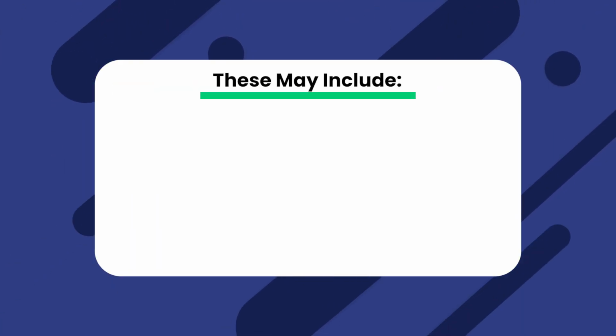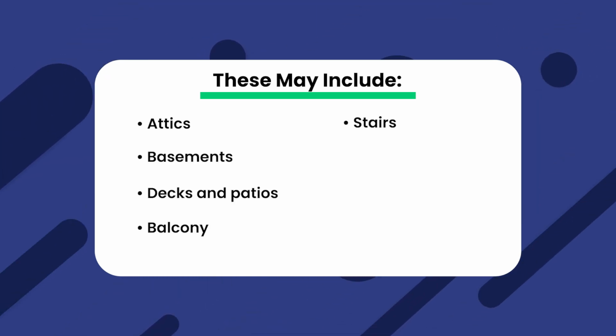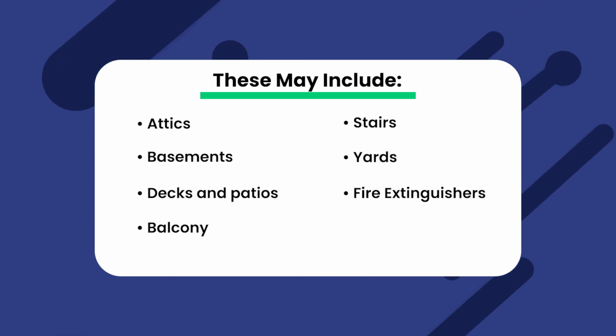Depending on the property, there can be other things that must be inspected. These may include attics, basements, decks and patios, balconies, stairs, yards, fire extinguisher, and storage. There are also some other things that each landlord may also come up with that are specific to the property.